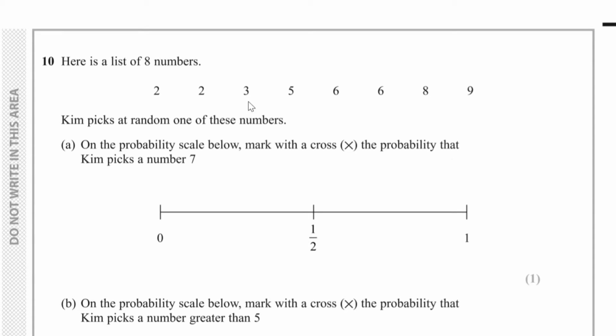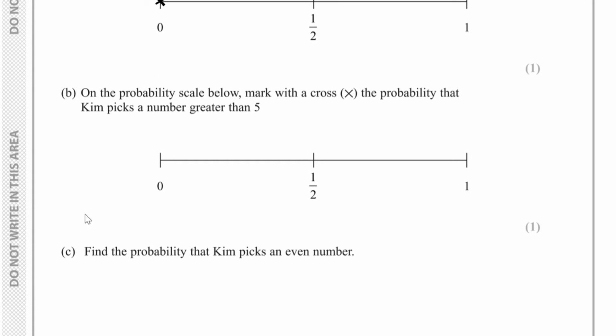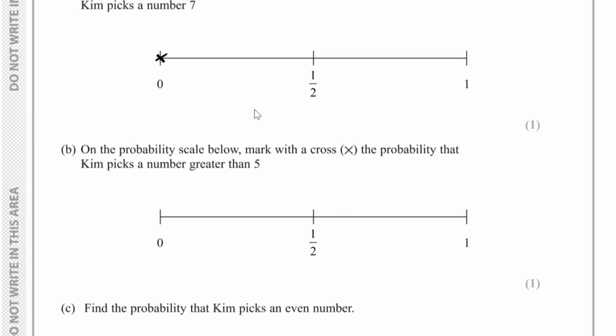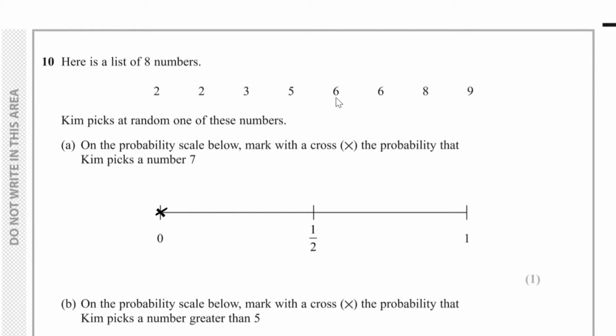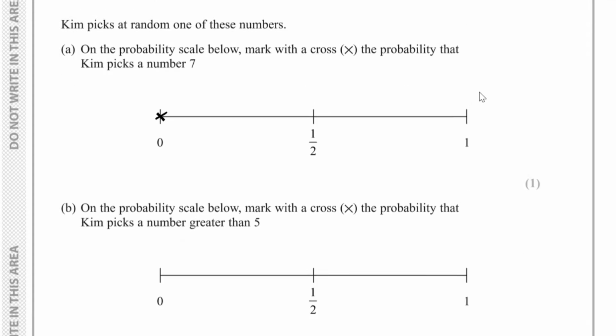Question number 10. Here is a list of 8 numbers, and Kim picks at random one of these numbers. On the probability scale below, we have to mark with a cross the probability that Kim picks a number 7. Well, we've got 8 numbers in total, and on this list 7 doesn't appear, so the probability of picking a 7 is impossible. 0, in other words. Then for part B, on the probability scale below, we have to mark with a cross the probability that Kim picks a number greater than 5. Well, how many numbers are greater than 5? We've got 1, 2, 3, 4 of them out of 8.